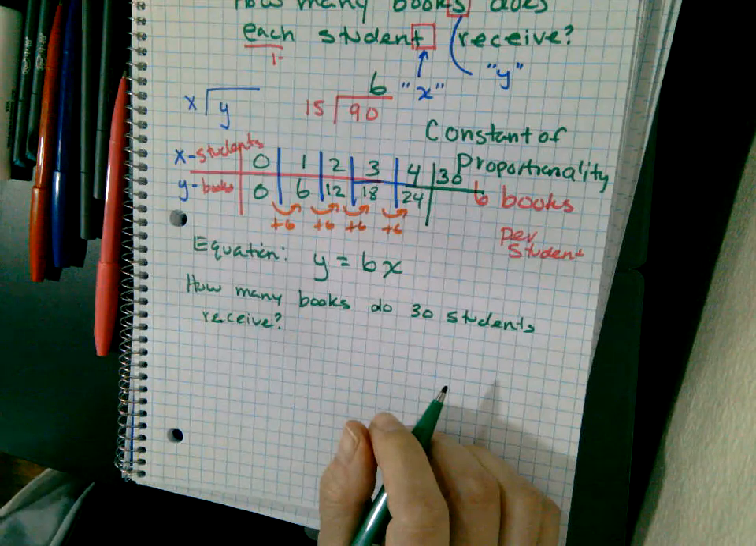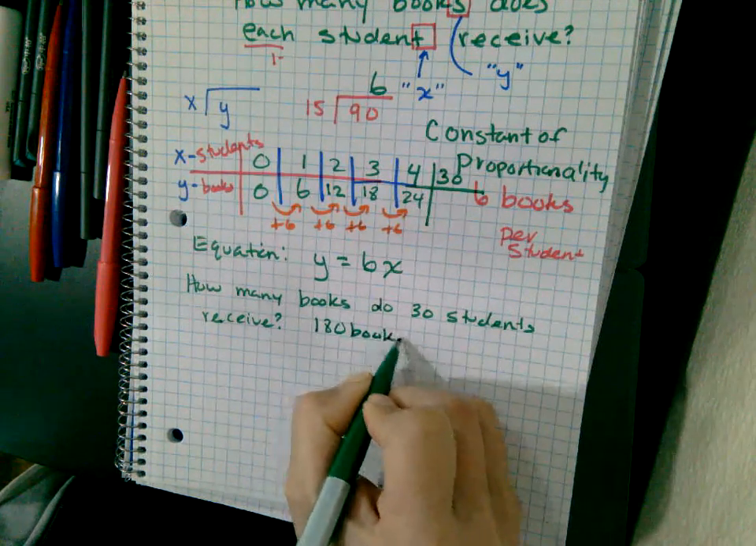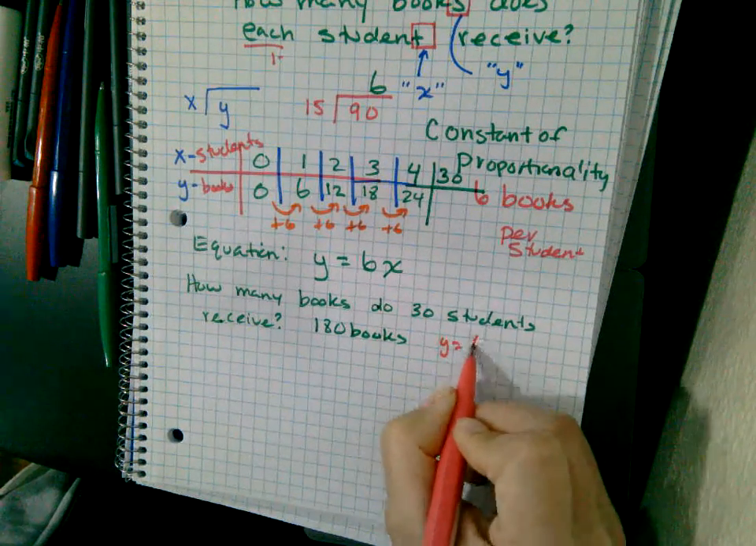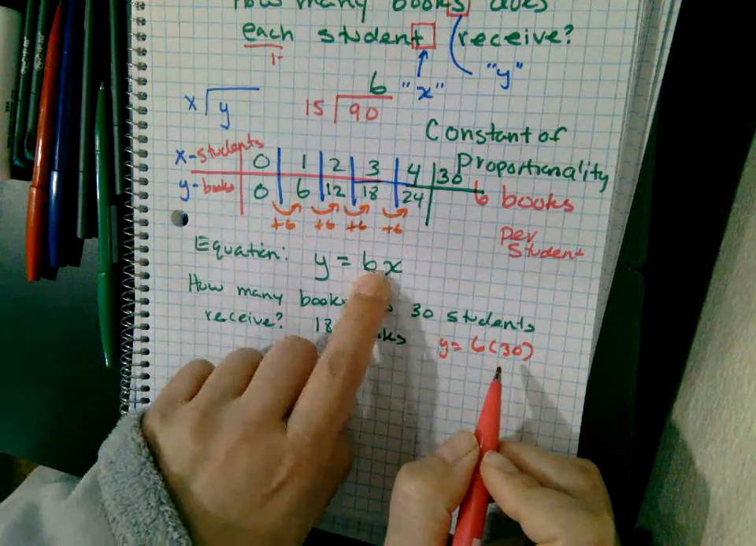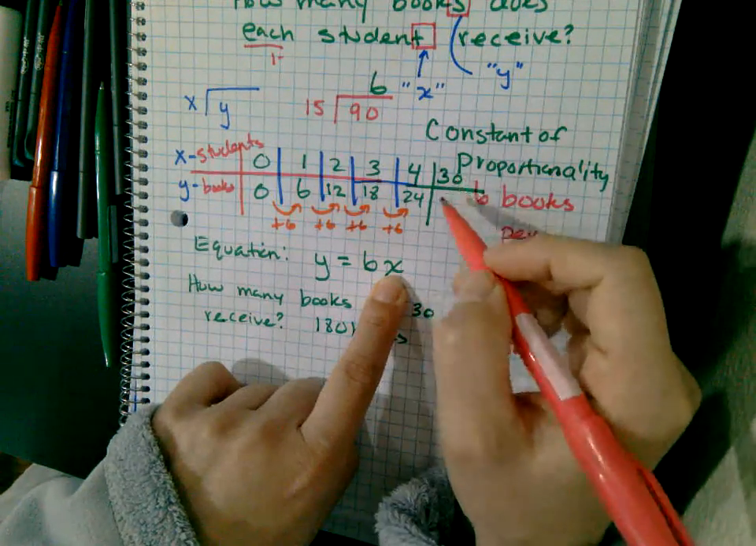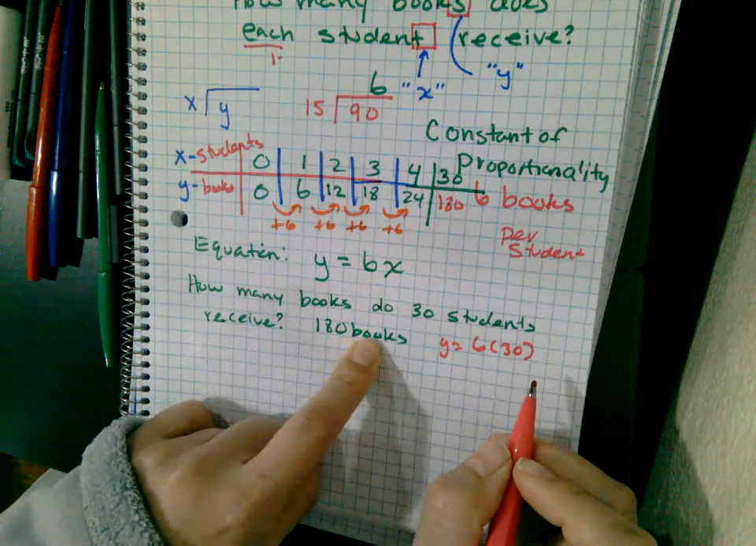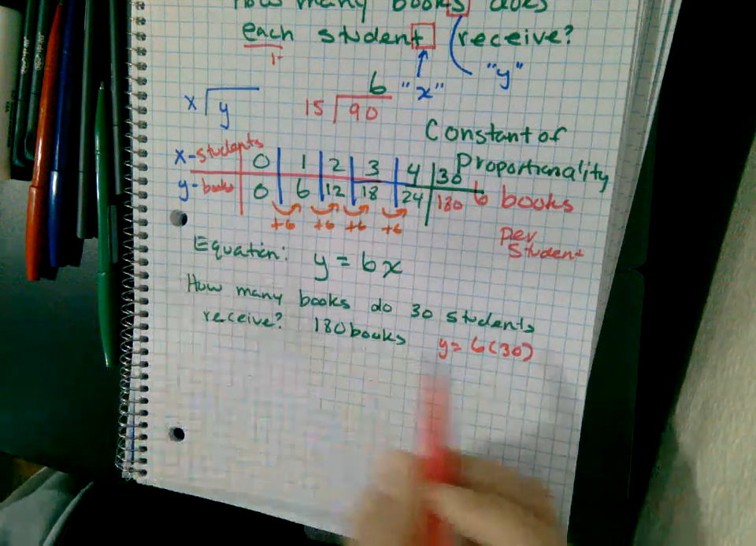Yep, good. 180. How do we get 180? Did you multiply y equals 6 times 30? Maybe you didn't realize you were doing this. What you were doing is just multiplying 6 times 30, because 30 is students, and you get 180. So 180 books, right? All right, that could be a question I ask you on a test, right?